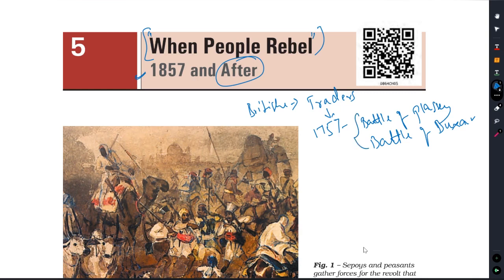These two wars led to the development of the British Empire in our India. They won both these wars and they started gradually capturing all our Indian regions one by one.